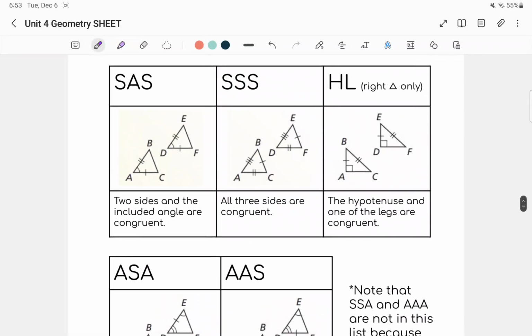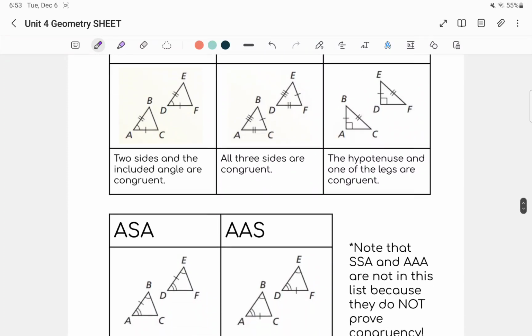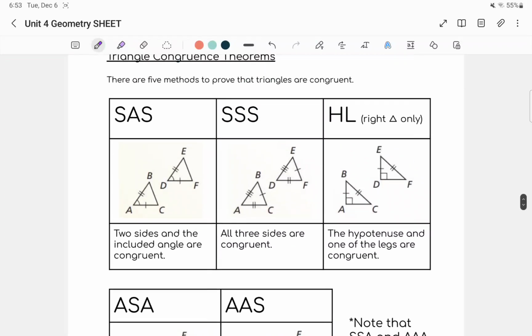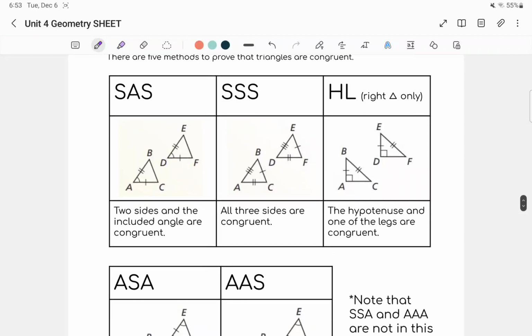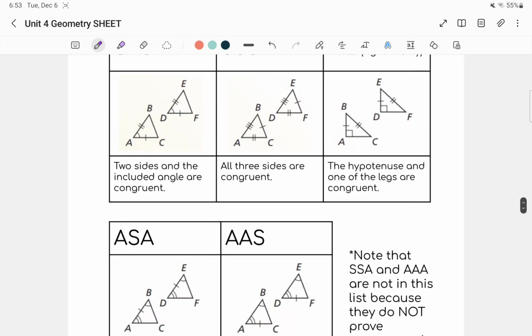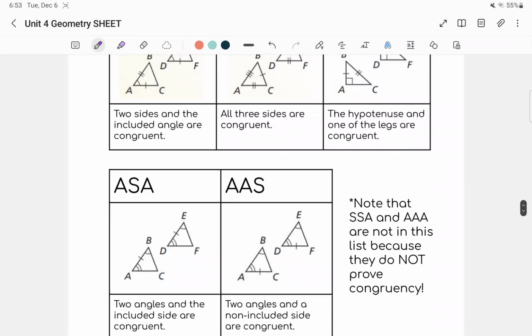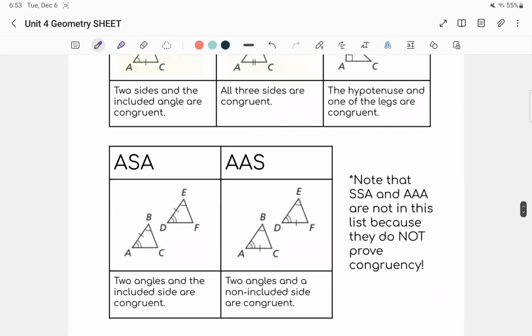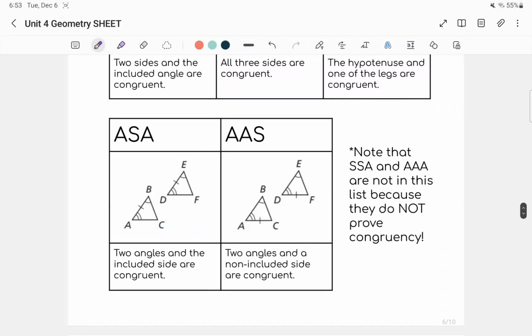Hopefully we get the hang of it. You just look at what it's giving you, and it's going to be one of these combinations, either SAS, SSS, HL, ASA, or AAS. Those would all be yes, or it's going to be SSA and AAA, and that would not be congruent.